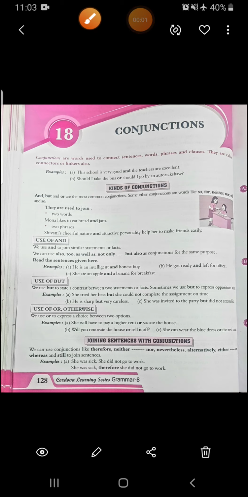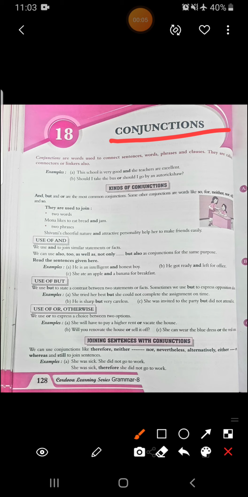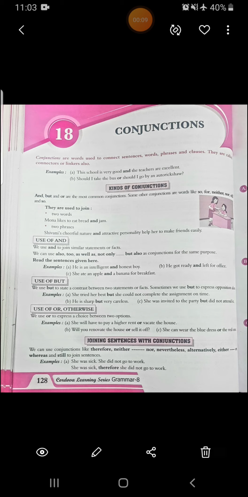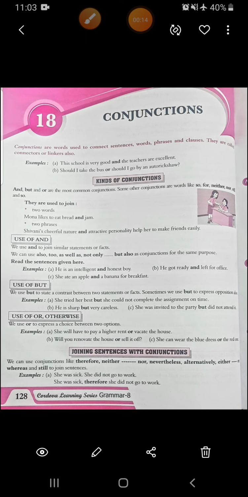Hello, class 8. This is your chapter number 18, that is conjunctions, given on page number 128 in your grammar books. You know that in parts of speech we have 8 parts of speech, and among them, one is conjunctions as well. So, what are conjunctions? Conjunctions are words used to connect sentences, words, phrases, and clauses.